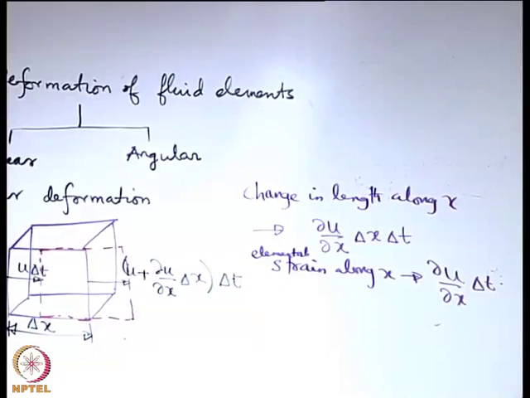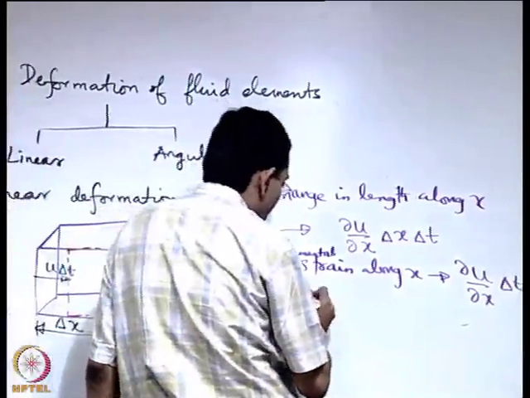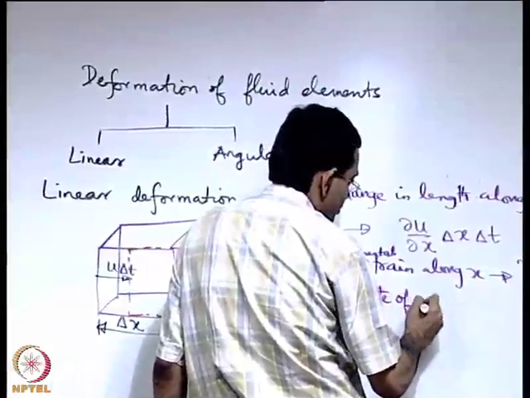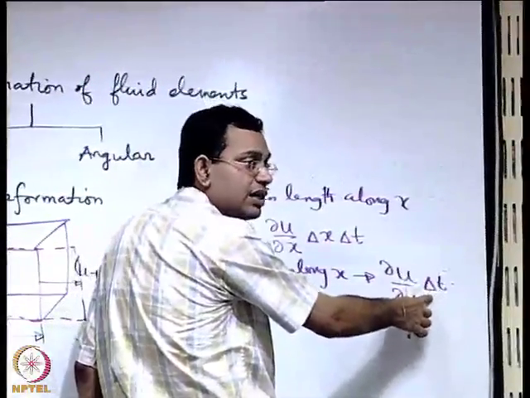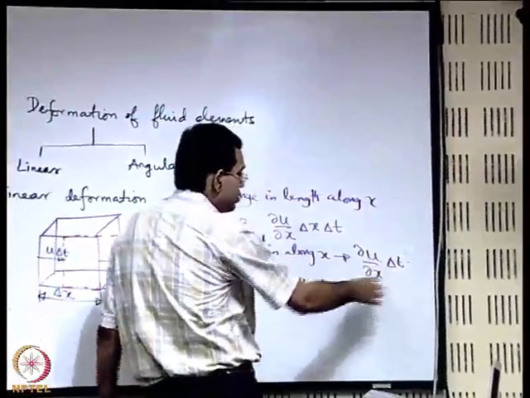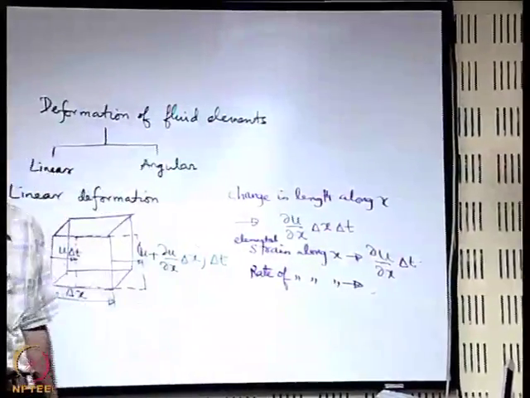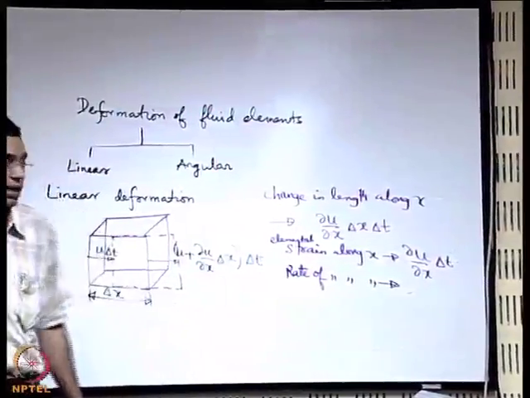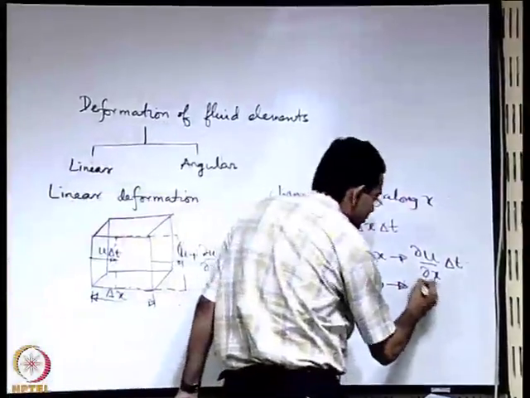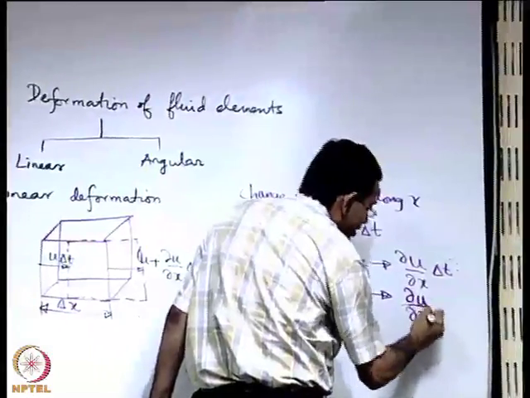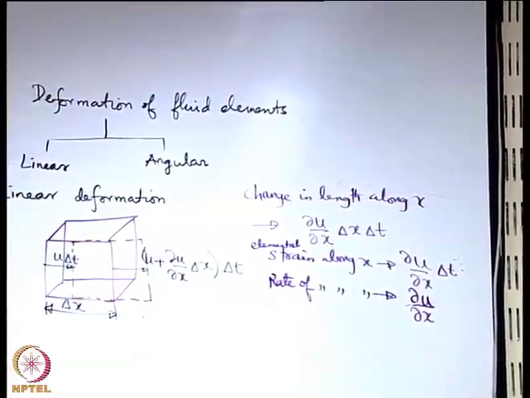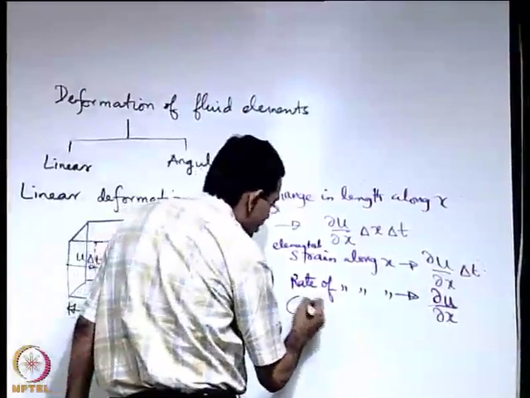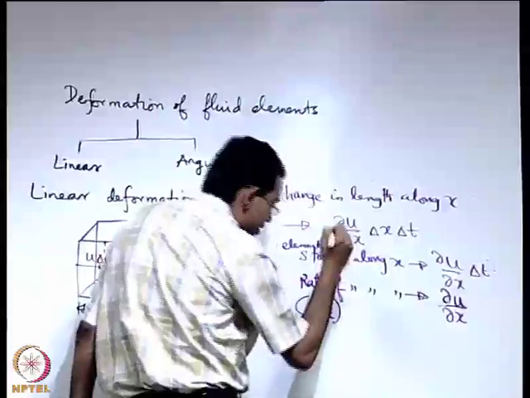So the rate of strain along X, what is that? It is basically this divided by delta t as delta t tends to 0. So when we say rate, that means the time rate, we always implicitly mean that. So that will be simply the partial derivative of u with respect to x. We may give it a shorthand notation, say epsilon dot x.